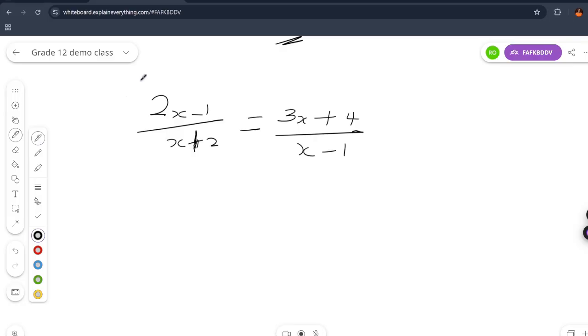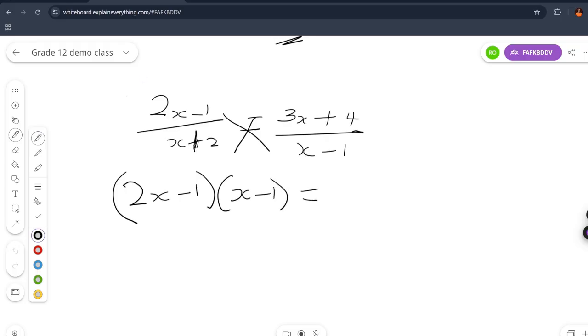So now let's cross multiply, so that when we cross multiply, what do we have on the left hand side here? Okay, 2x minus 1. Let's put it in bracket so that we will not make mistakes while solving. Then into bracket x minus 1. Correct. Then the right hand side will be what? Okay, 3x plus 4. Let's put it in bracket. Then bracket x plus 2. What's the next thing we have to do?